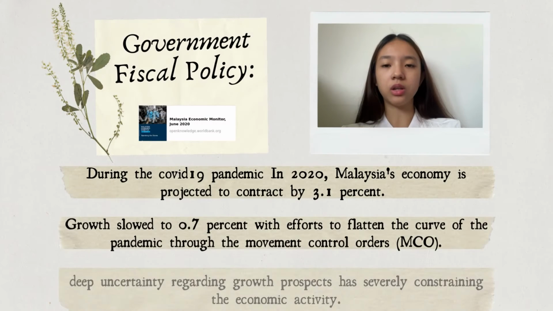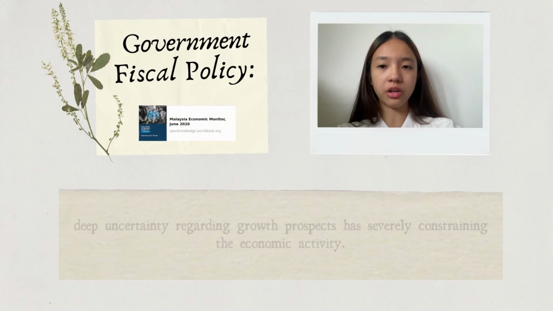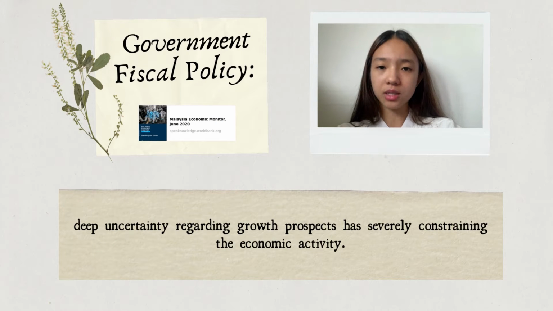As referred to the government fiscal policy at Malaysia Economic Monitor June 2020, during the COVID-19 pandemic in 2020, Malaysia's economy is projected to contract by 3.1%. The growth has slowed to 0.7% with efforts to flatten the curve of the pandemic through the movement control orders. MCO uncertainty regarding growth prospects has severely constrained the economic activities.